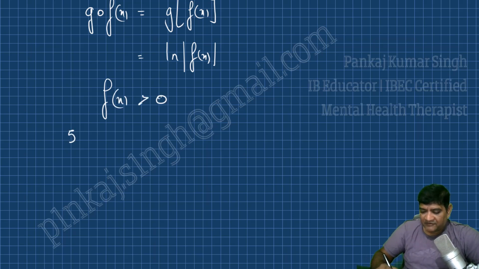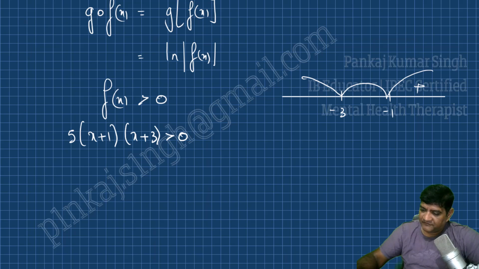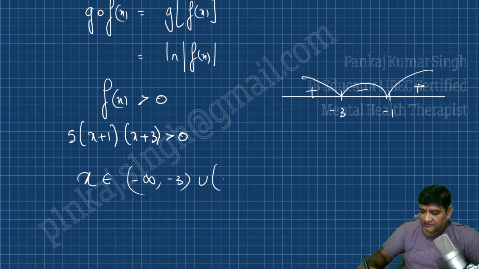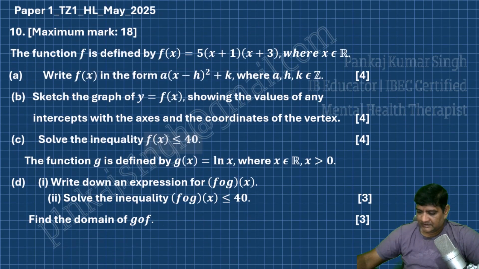And that would tell me that 5 times x plus 1 into x plus 3 has to be greater than 0. Again, going to the wavy curve method, I would have -3 here, and then -1 here, and positive, negative, positive. This would simply mean that x is belonging to minus infinity to -3, union -1 to infinity. That is the solution for this particular question.